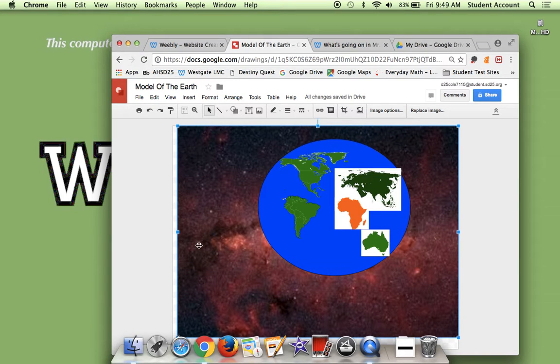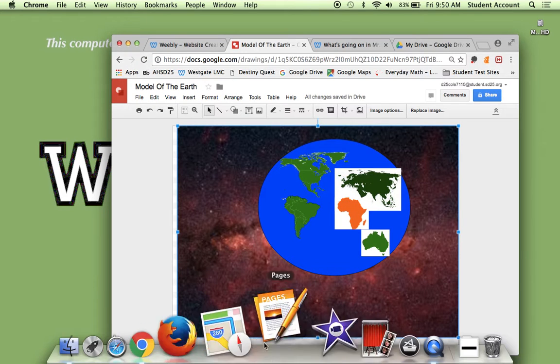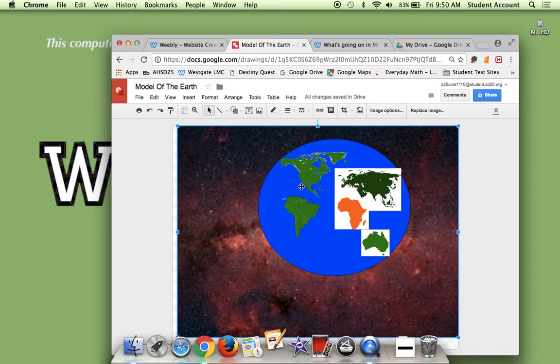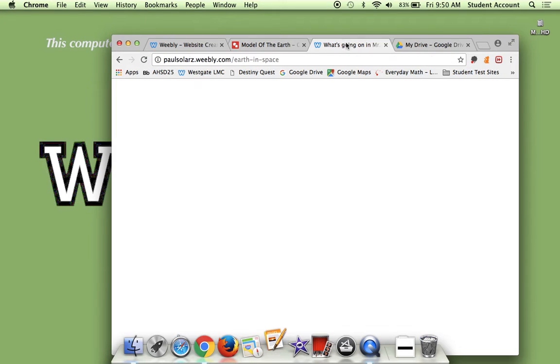Hi, I'm Cole, and this is my model of the Earth looking down from space. I'm sorry about the white stuff; it was hard. But this is what it looks like looking down from space, and this is like the right placement.